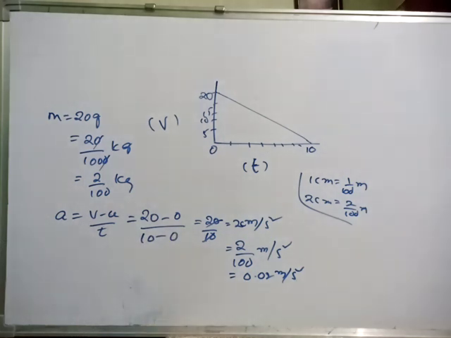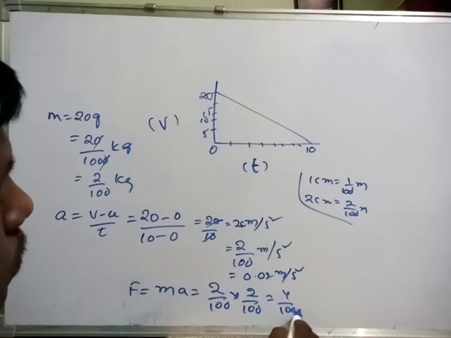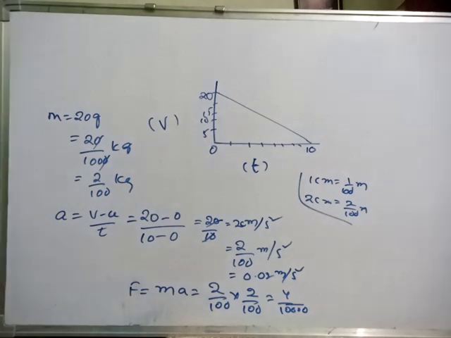Okay. Now we calculate force. F is equal to M into A. Mass is 2 by 100. This is 0.2, no, this one also 2 by 100 only. So 4 by 10,000.